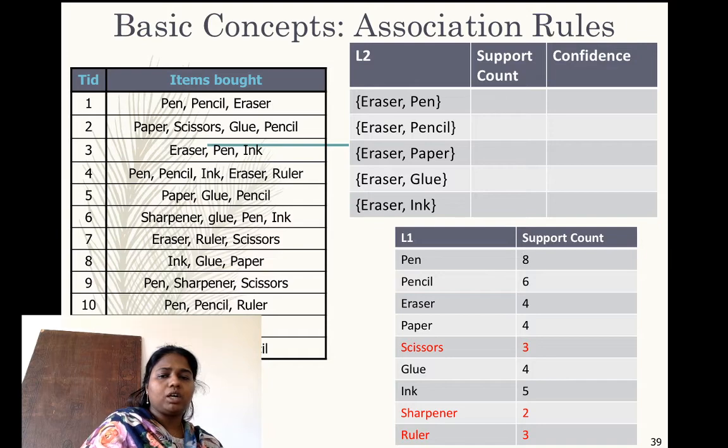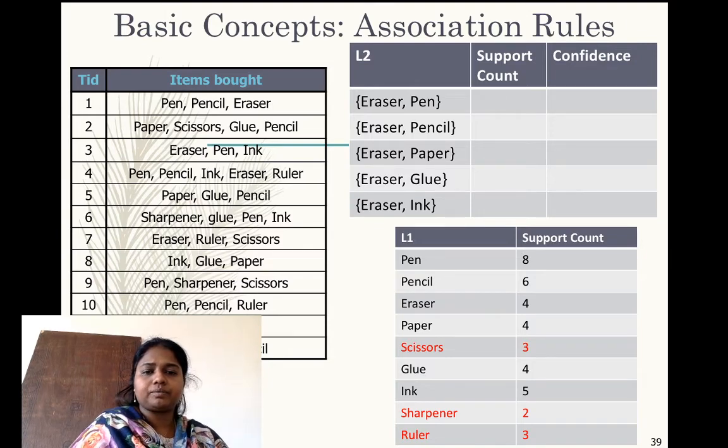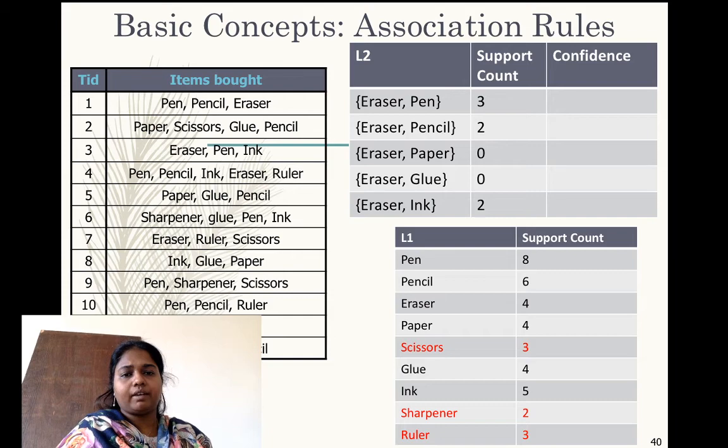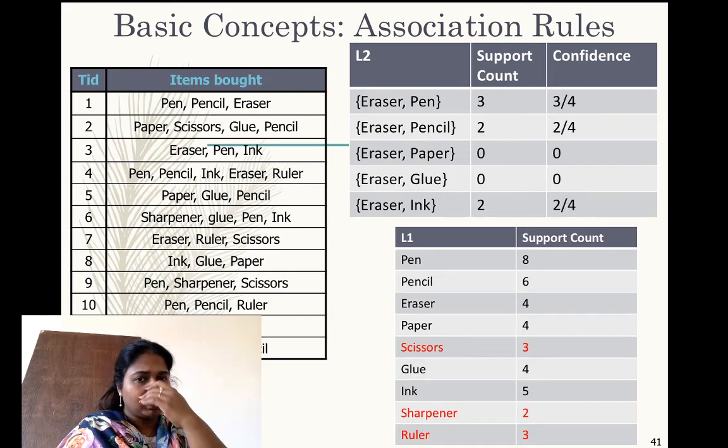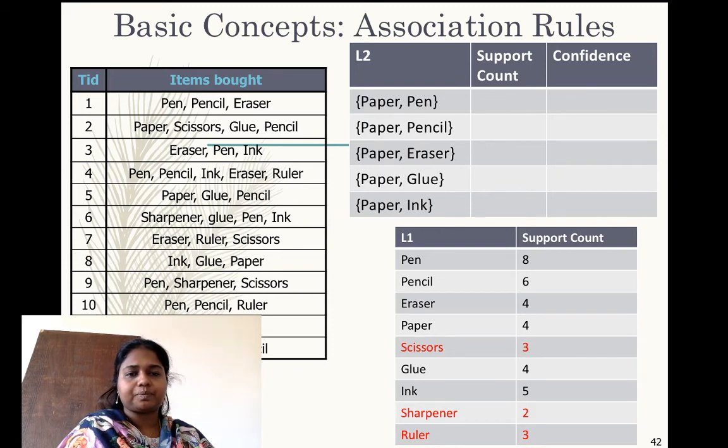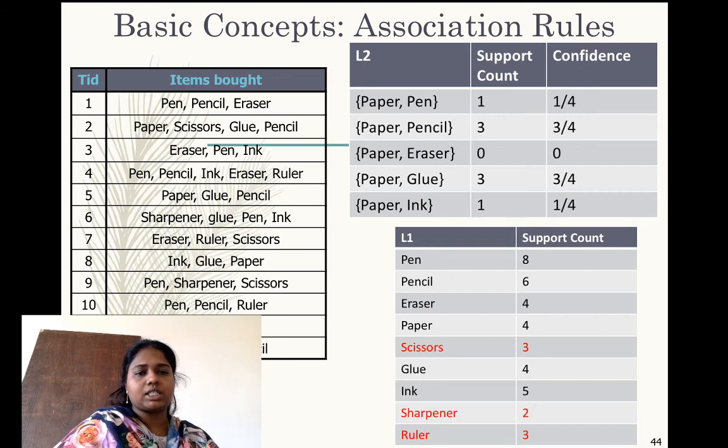and for predecessor eraser I have just counted and written it there. Confidence is out of 4 because there are 4 transactions in which eraser is present. And I've done the same for paper and all its consequents.